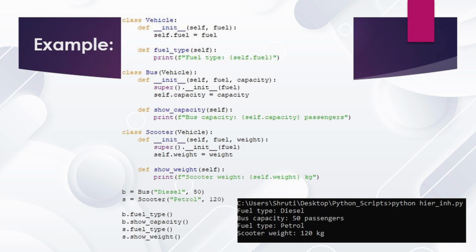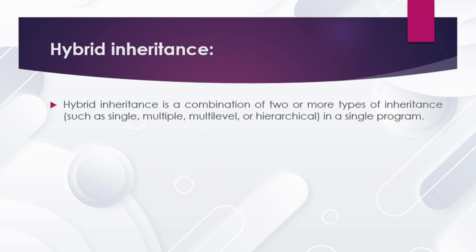unique attributes and behaviors. Hybrid inheritance is a combination of two or more types of inheritance, like single, multiple, multi-level or hierarchical, in a single program. It allows developers to build complex class relationships while reusing the code efficiently.